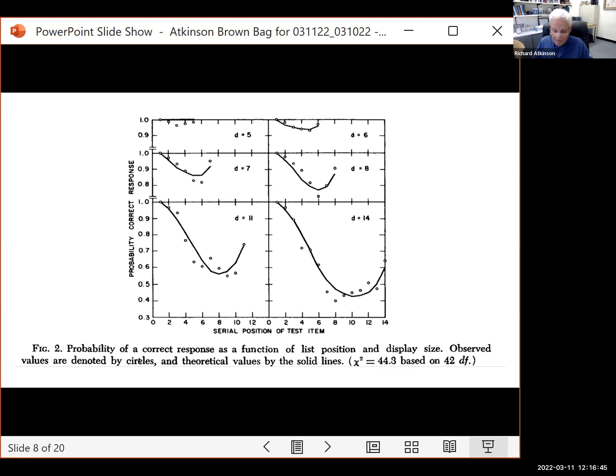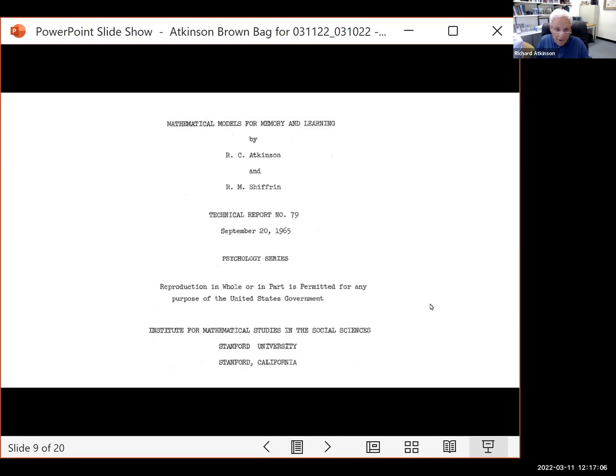But after we did that, we wrote a paper, which I'll call the Princeton paper. It was a technical report. And this is another point I want to make. You'll see that's a technical report in the psychology series of the Institute for Mathematical Studies and the Social Sciences. It's technical report 79. There's another set of tech reports in economics, but here is the psychological collection of tech reports. And those are all on my internet, all the tech reports.